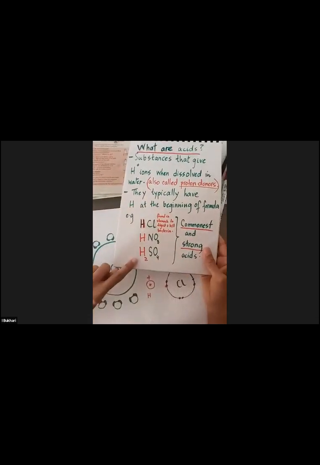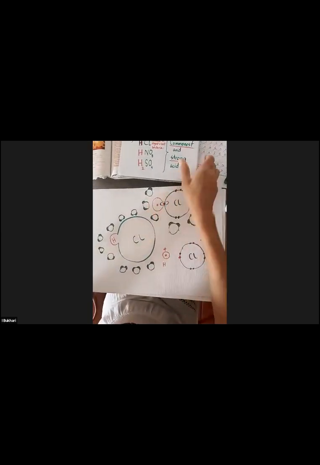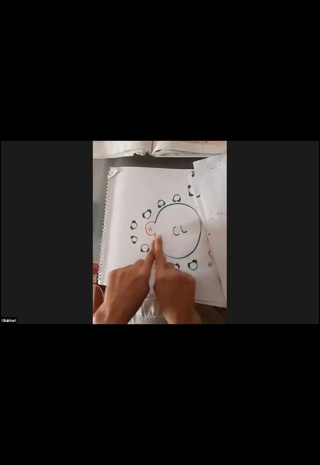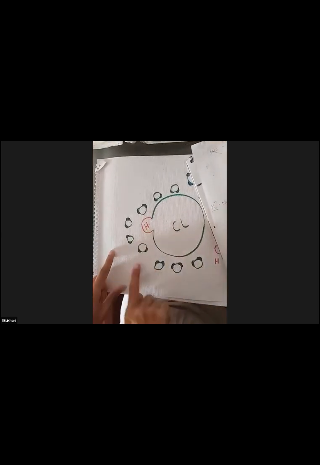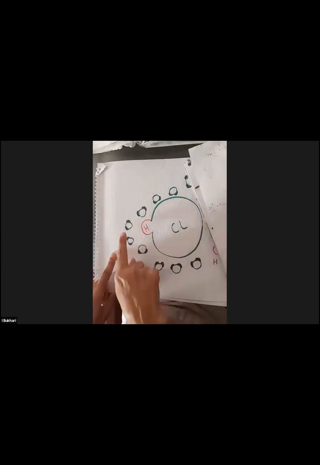Now, how do these molecules give hydrogen ions when they dissolve in water? I have tried to make this diagram. First, look at this part of the diagram. This is hydrogen. This is chloride, chlorine atom. This is chlorine atom. This is hydrogen atom. Now, these are water molecules surrounding it.